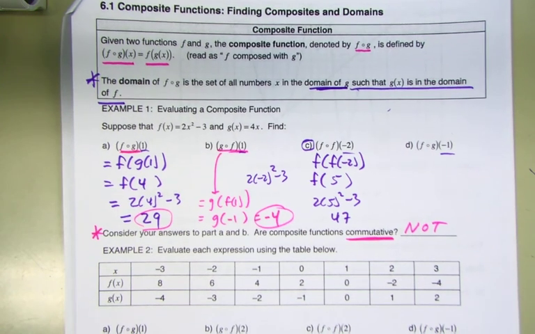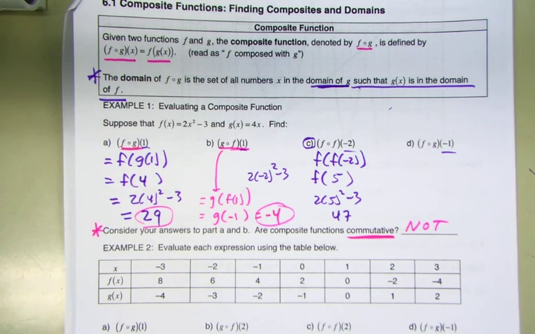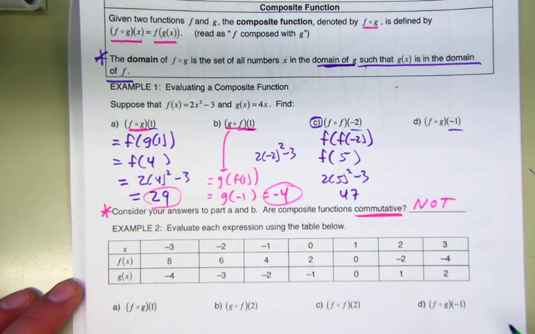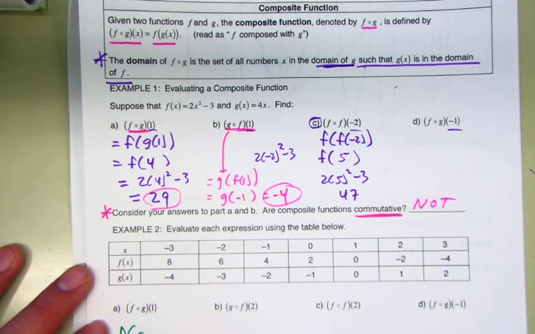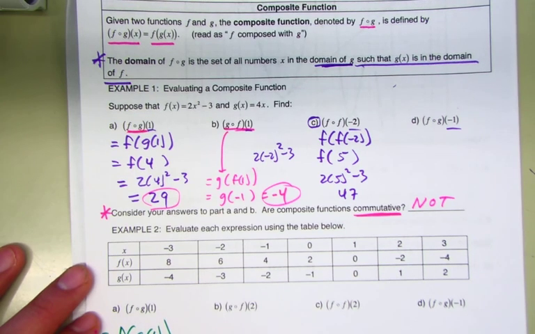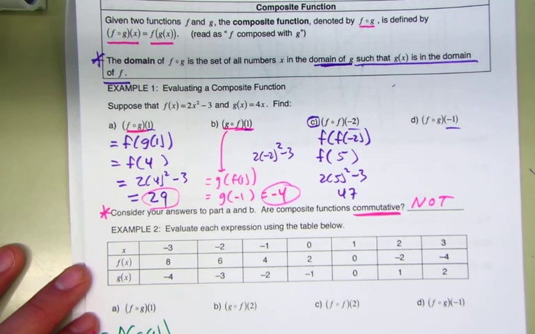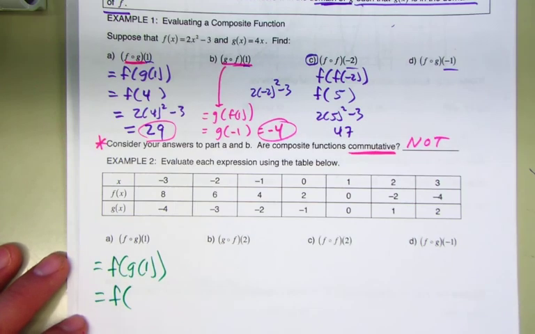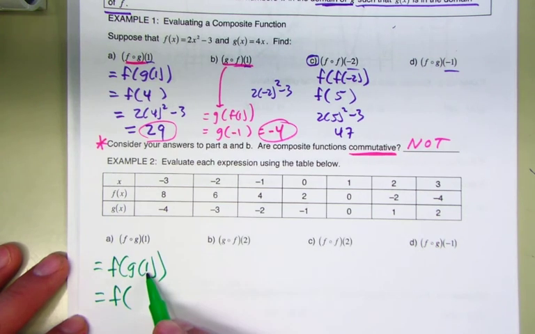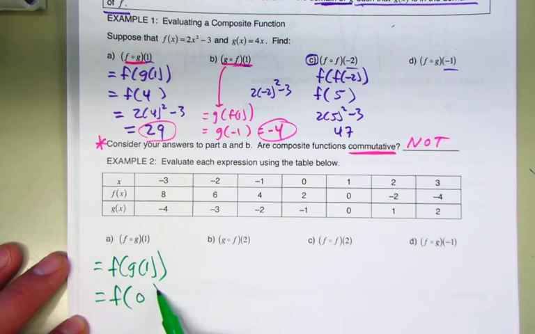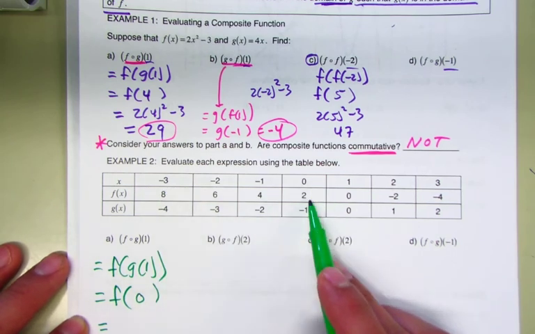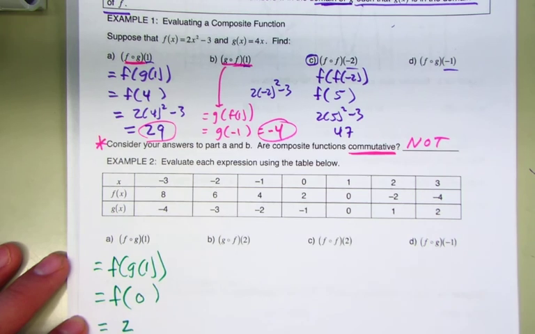All right, let's talk about example 2 real quick. Here we don't have a function, we have a table. I love these because these are actually a lot easier than the functions. Okay? First, we write this as f of g of 1, right? What is g of 1? One represents the x, so we plug it in and we get 0. Does that make sense? And now to find f of 0, you go to 0 on the table and find the output for f, so that's 2.